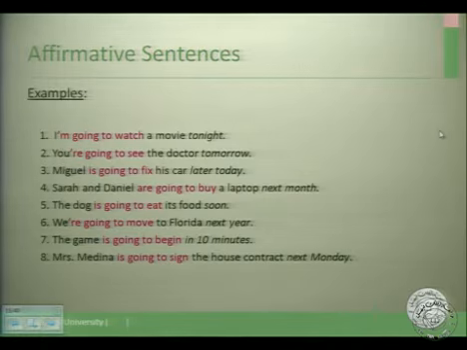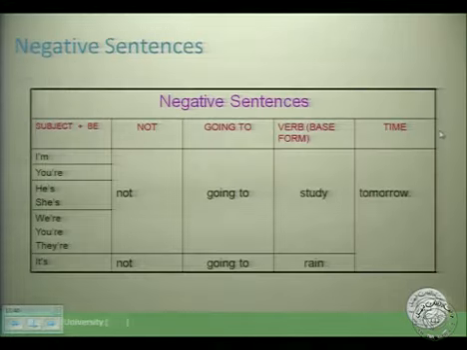I am going to watch a movie tonight. You are going to see the doctor tomorrow. Miguel is going to fix his car later today. All of these are examples of affirmative sentences. Negative sentences are very easy, the same as the affirmative sentence, but we add not.